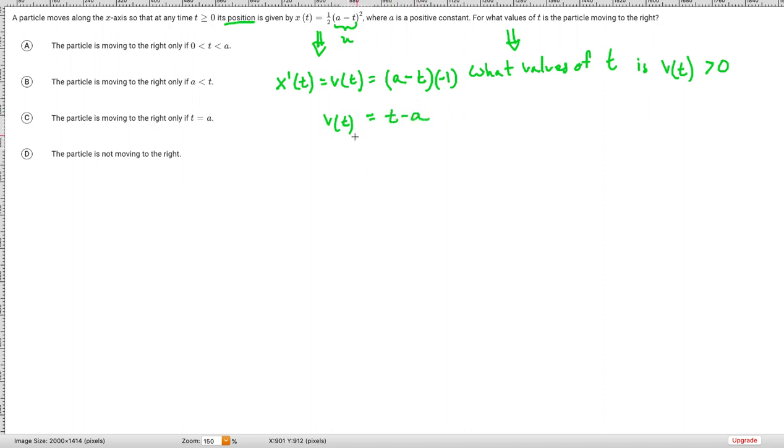Now, I want to find out exactly when this is greater than 0. The condition for this being greater than 0 is provided that t is greater than a. And that is said in b. a is less than t, same thing. If and only if a is less than t. You can read this from right to left: a is less than t.